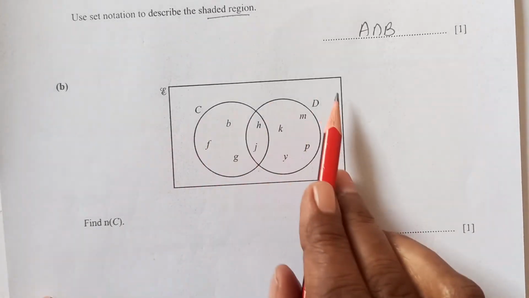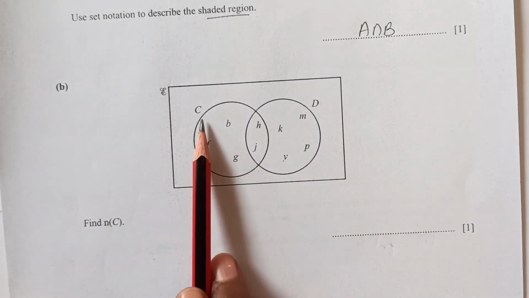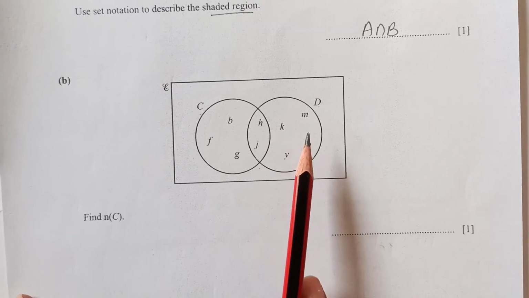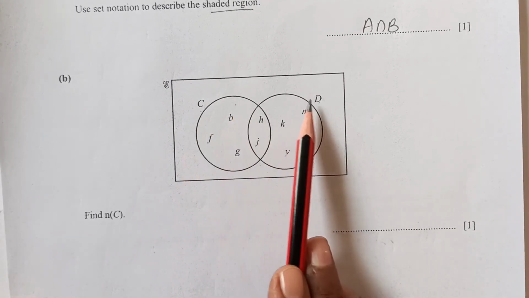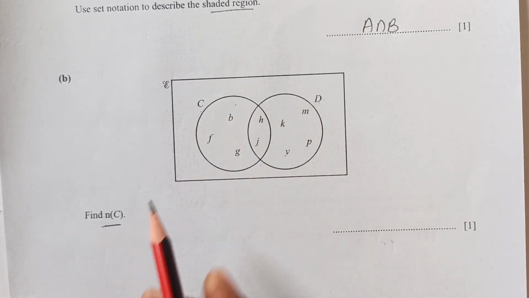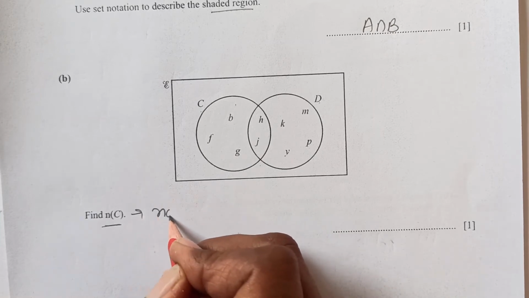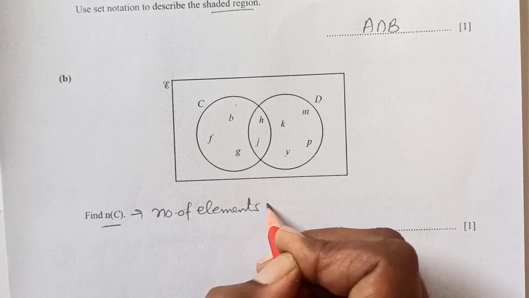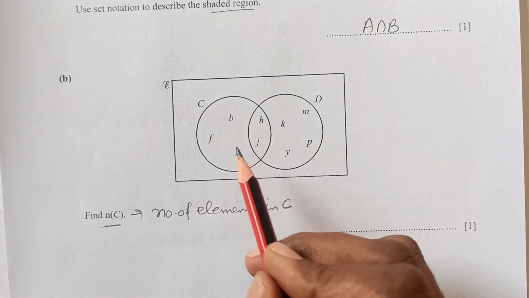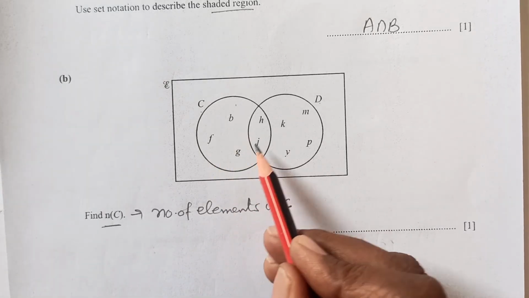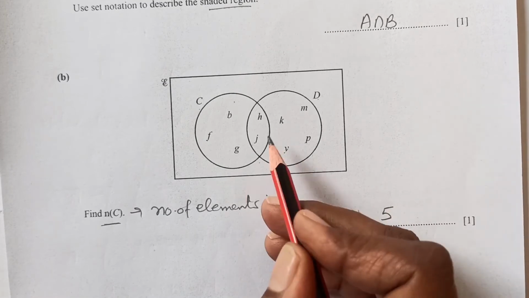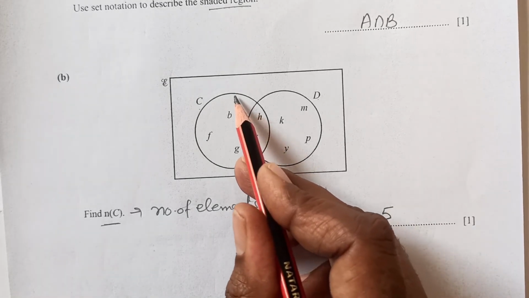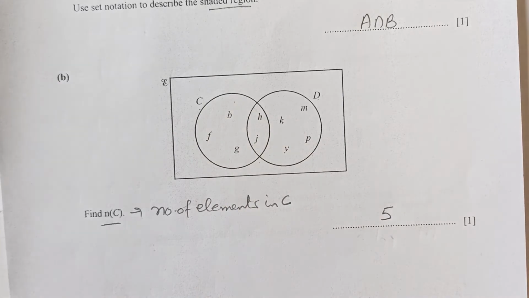Now we have this another diagram here, C and D. With set C and D, there are some elements in C, some in D. Find n(C). n(C) means number of elements in C. How many are there? 1, 2, 3, 4 and 5. So 5. Make sure that you include this one also, the common part, because that also belongs to C.